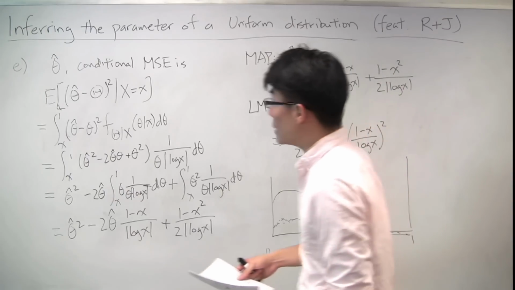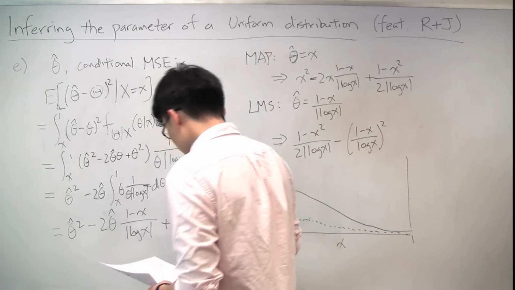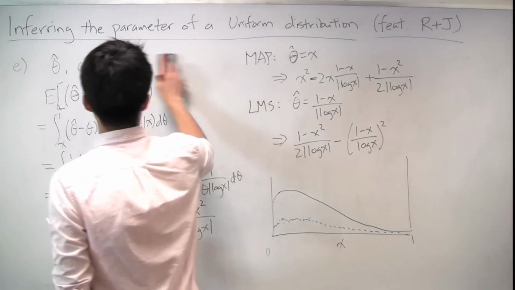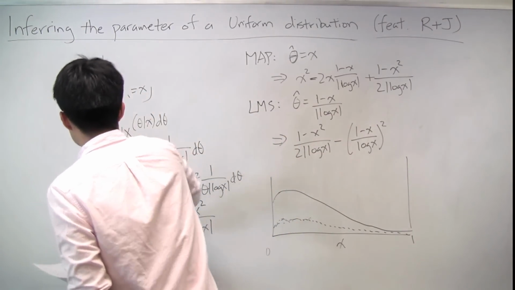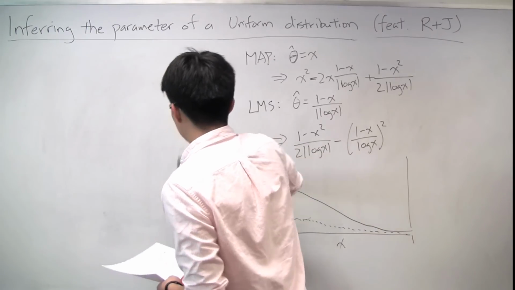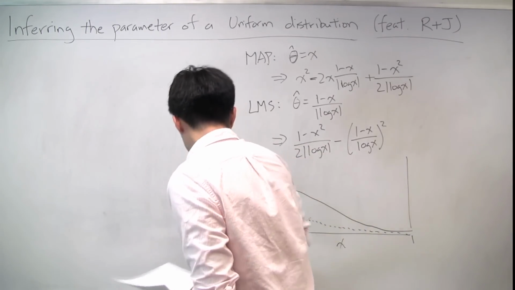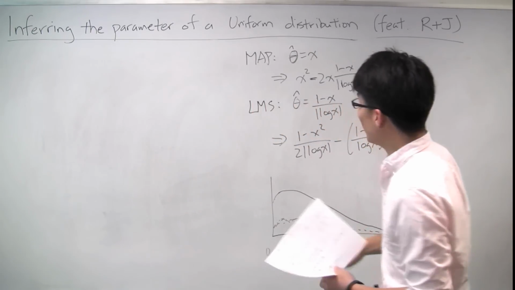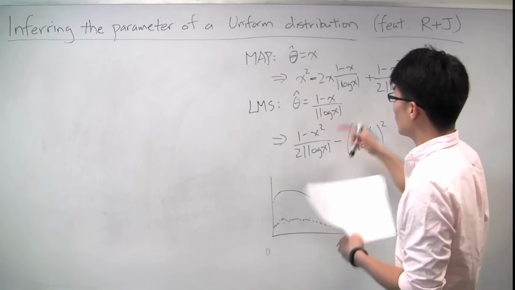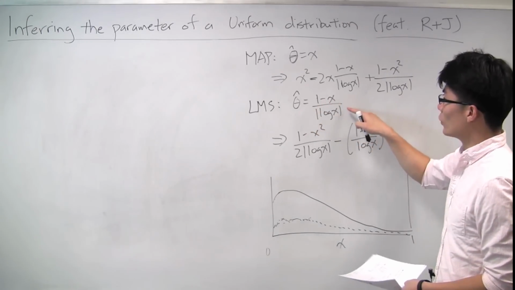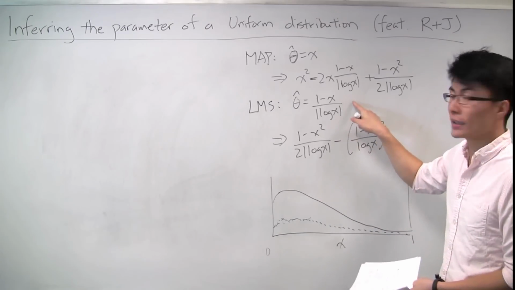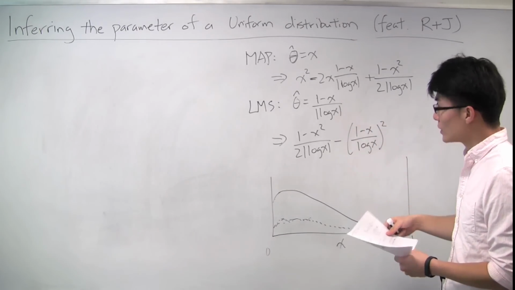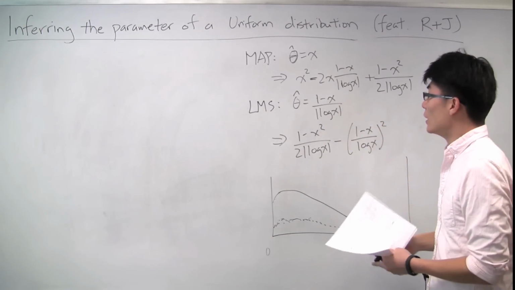Okay, now the last part of the problem, we calculate one more type of estimator, which is the linear LMS estimator. So notice that the LMS estimator was this one. It was 1 minus x over absolute value of log of x. And this is not linear in x, which means that sometimes it's difficult to calculate.